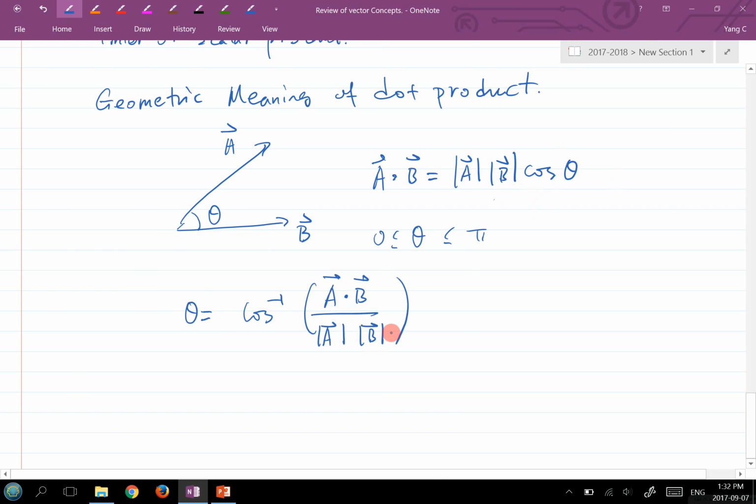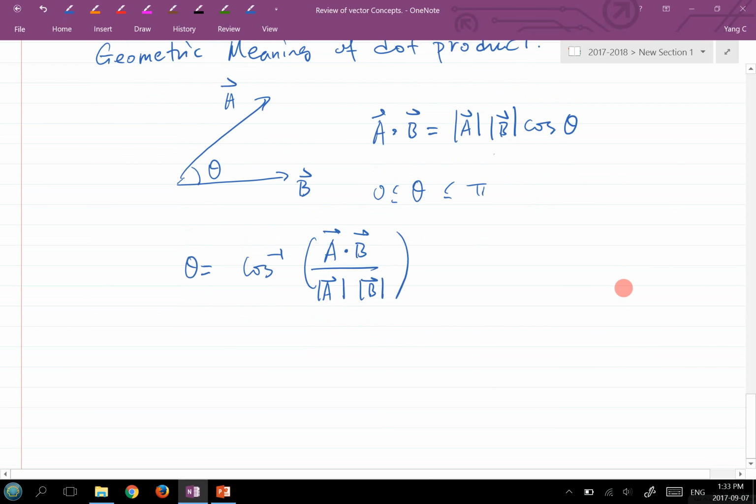Okay, so that's how you would be able to get this theta here. Now, the other thing is, when you look at the arrangement of the two vectors, there are some special arrangements between this A and B, and that actually tells you immediately, based on the value of A dot B. So for example, let's say I have A dot B equal to 0.